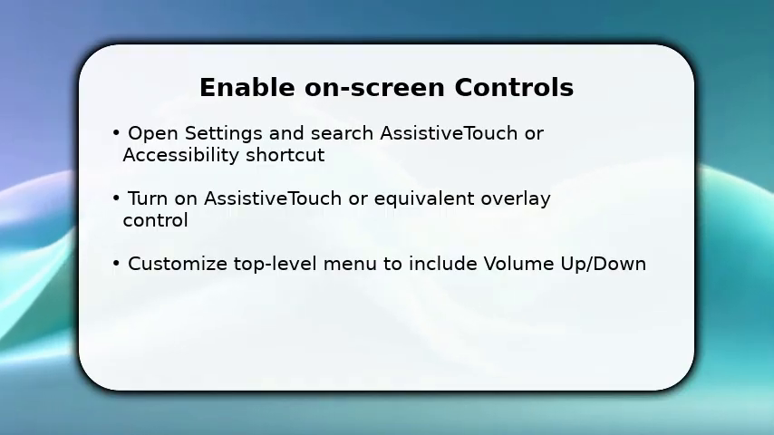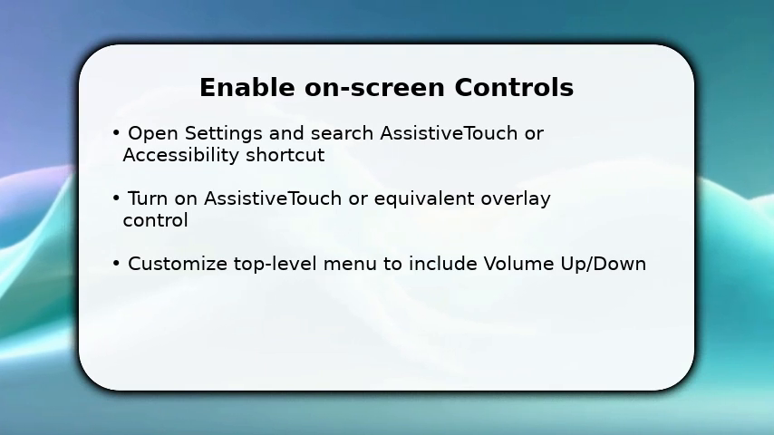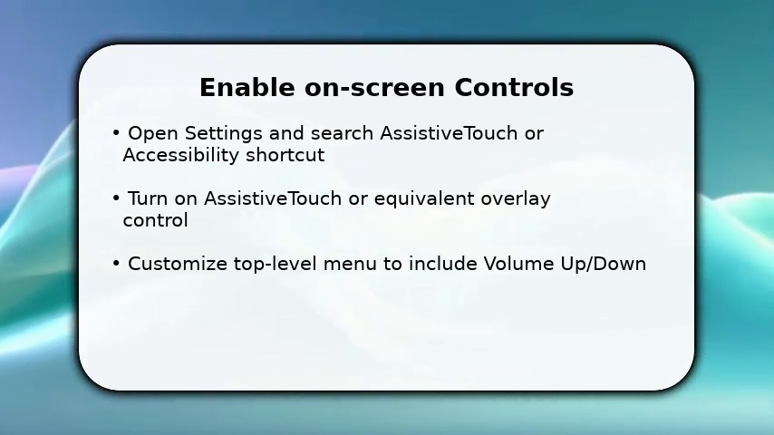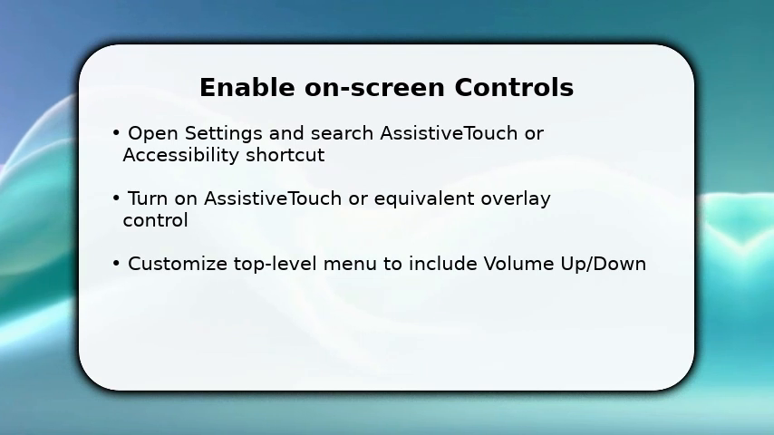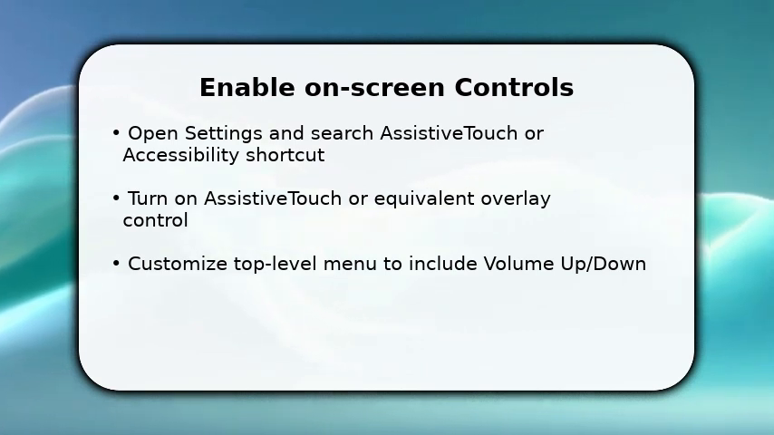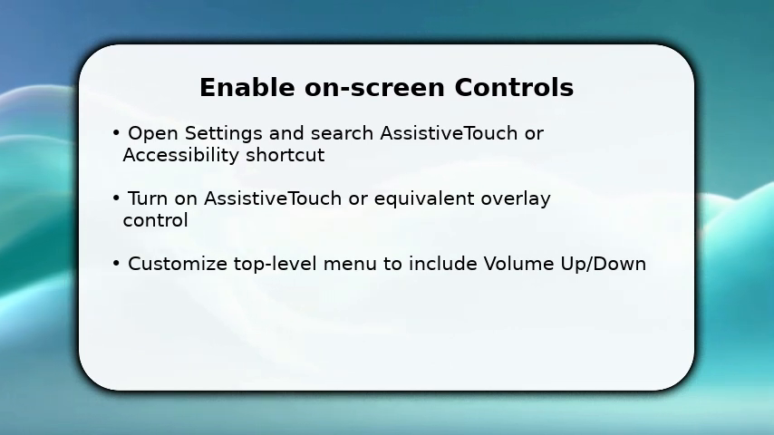You start by enabling the on-screen control that keeps volume accessible. Open Settings and go straight to Accessibility. Once there, turn on Assistive Touch or the equivalent overlay. You add volume controls to the top-level menu so they appear as buttons.